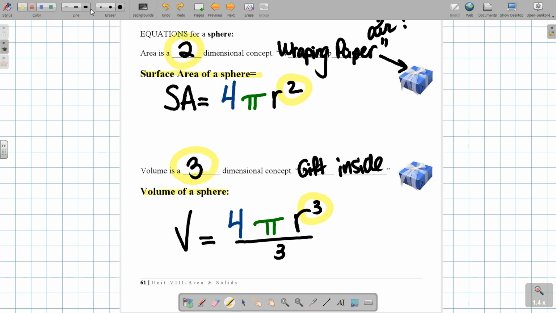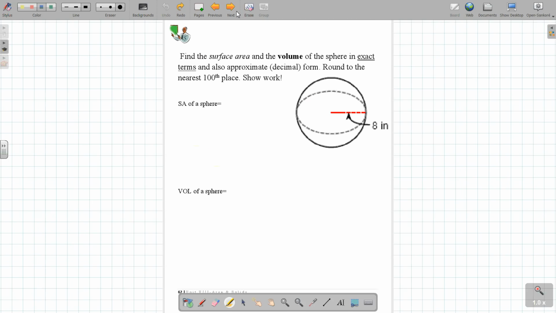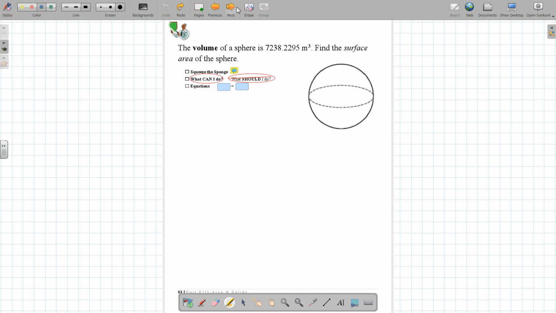Notice they both have exactly the same base, 4 pi r. Notice there's something special about the exponents and the dimensions. The exponents and dimensions, that'll help you keep track of stuff. We're going to do a couple problems together. And we'll be done.